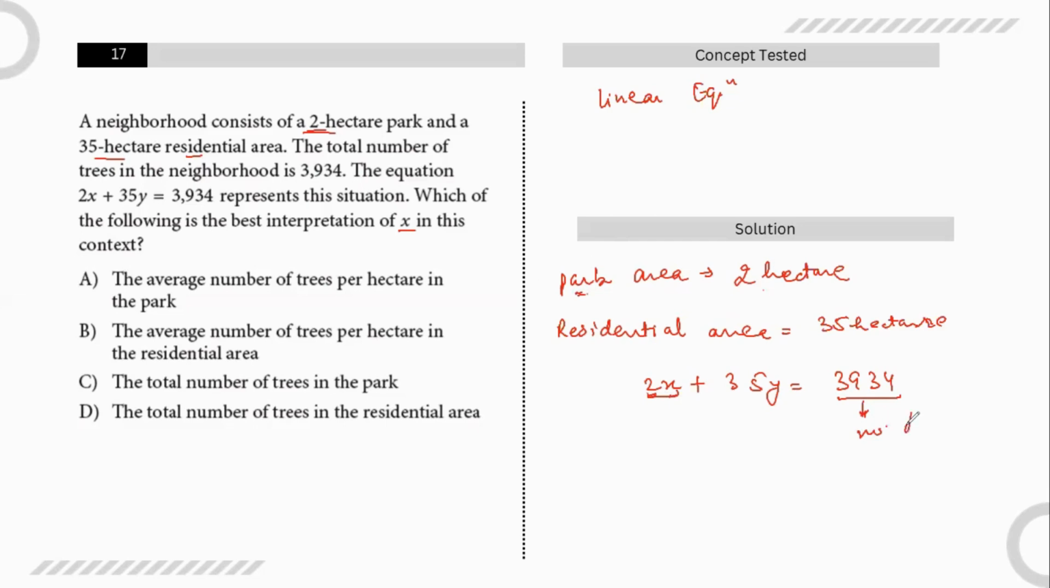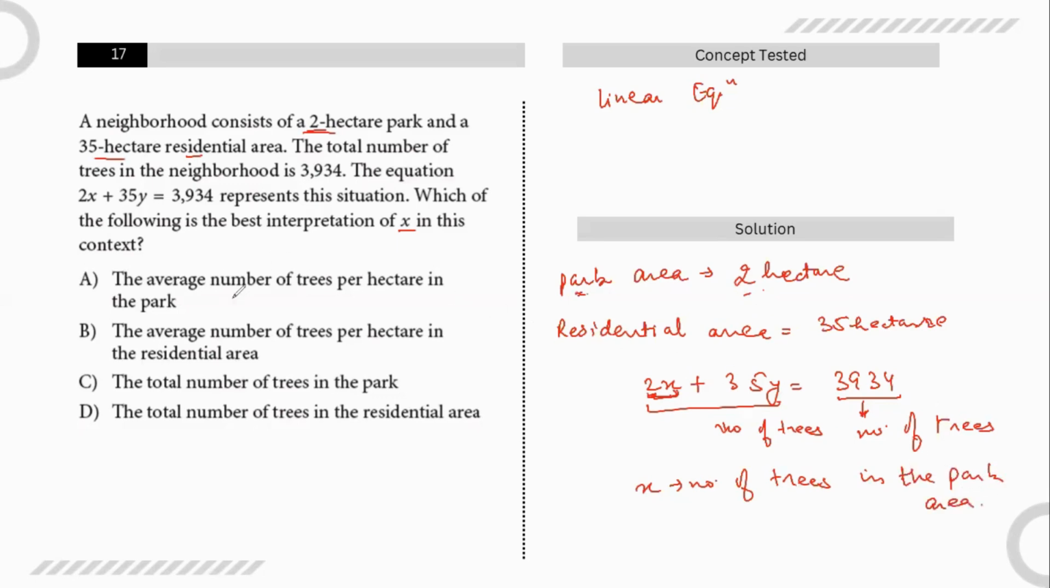Let's write number of trees. And on the left hand side also, it should be nothing else but the number of the trees. This is number of trees, and this also should be number of trees, right? So we can easily say that 2x must represent the number of the trees. 2 is the hectare. That means x must represent the number of trees in the park area, right? Average number of trees in the park area.